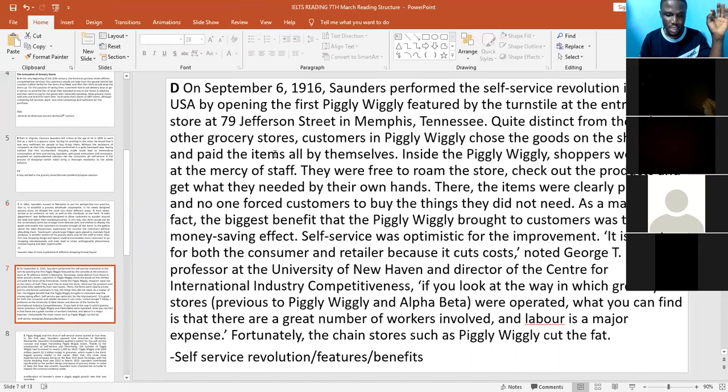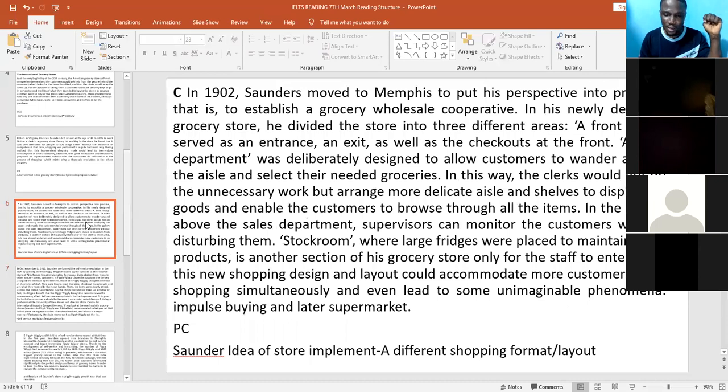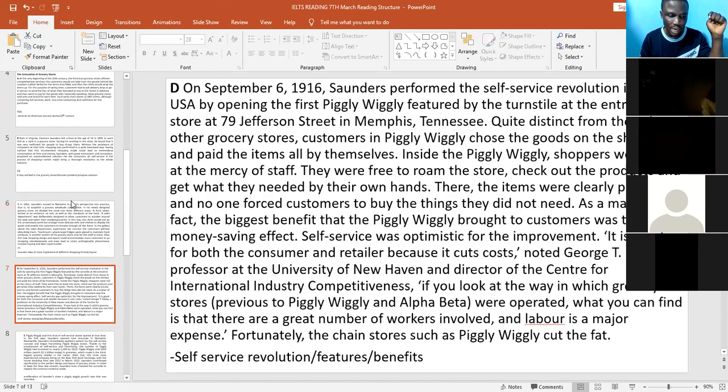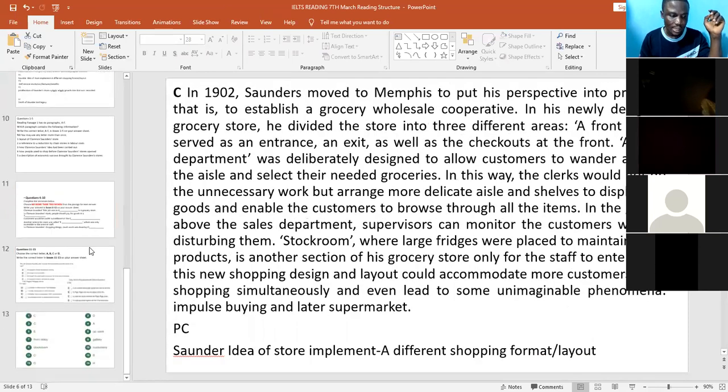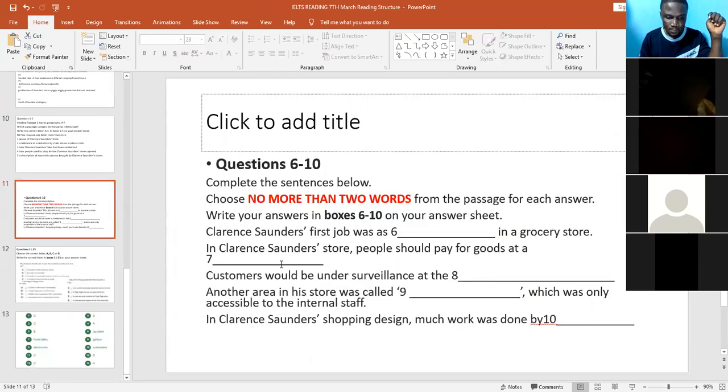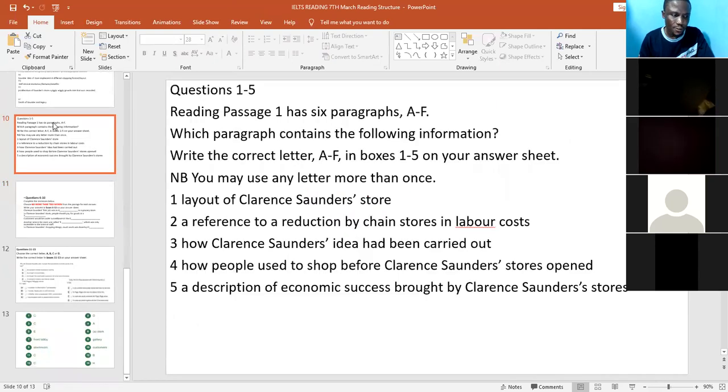Okay, so let's look at this, because it went into checkout, it is still the same thing. So where did they pay? Checkout. Because both paragraphs mention pay at checkout. Okay, so that is it. Now let's come to the next one. Customers will be under surveillance. Where was that? Even if you can't remember, I think it was where it was describing the format of his store.